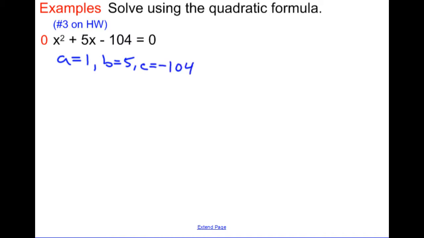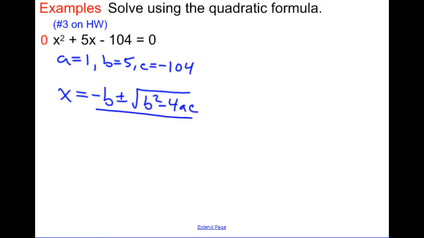Next, I will write down the quadratic formula. That tells me that my solution is x equals negative b plus or minus the square root of b squared minus 4ac all over 2a. Now that I've remembered the quadratic formula correctly, I will simply substitute for each of the letters in the quadratic formula what its value is.